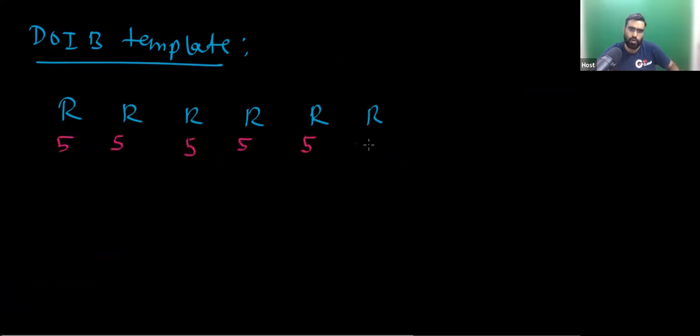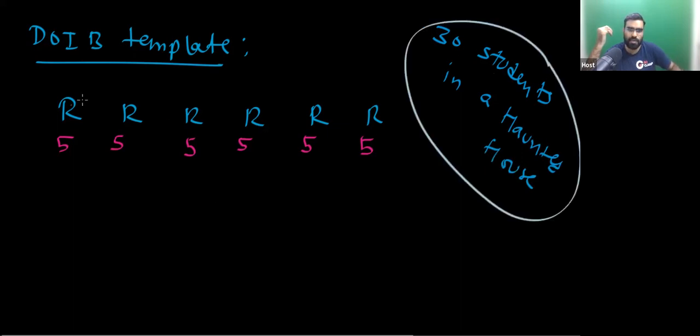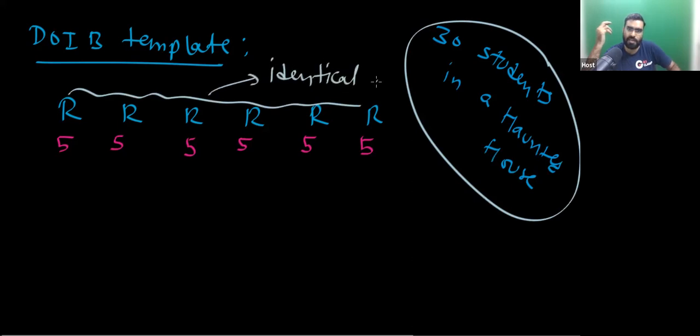Every room should have 5 students. Like you have total 30 students on a picnic, or in a haunted house, something like that. This was our analogy, if you remember. Okay, 30 students on a picnic. They are going on a picnic, and you have same rooms. All are identical rooms. So your answer will be what?